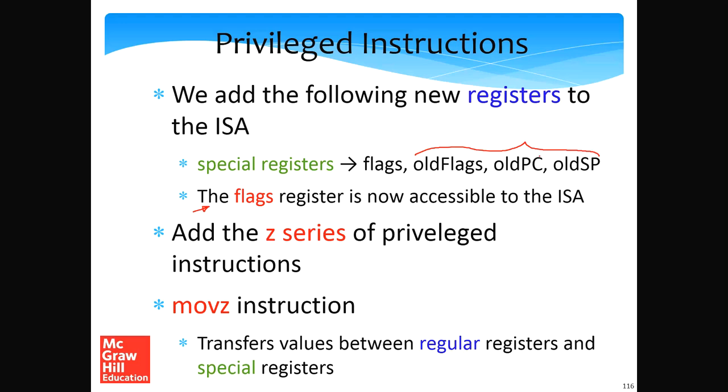In general, what most processor designers do is that they have a normal register set, and then they have a special register set for special programs like interrupt handlers. So they will typically have a slightly different encoding. We need to change the decode unit as well to take care of these instructions. The first instruction in this class that we want to introduce is the MoveZ instruction, which transfers values between regular registers and special registers.